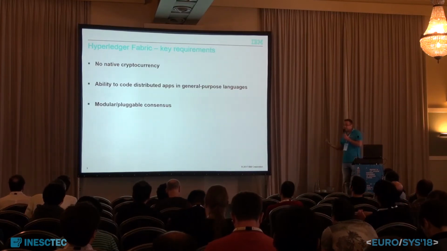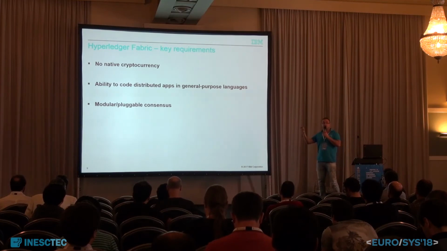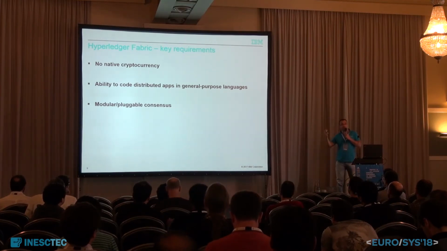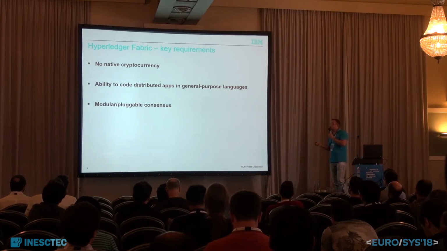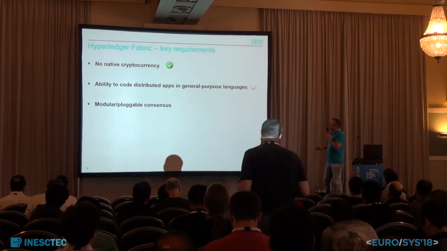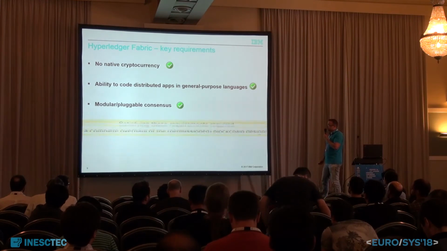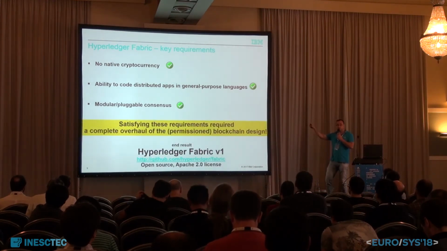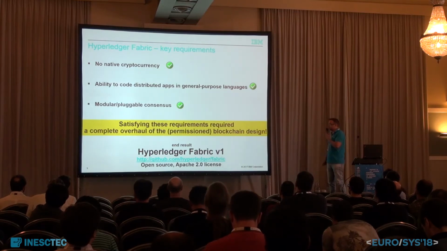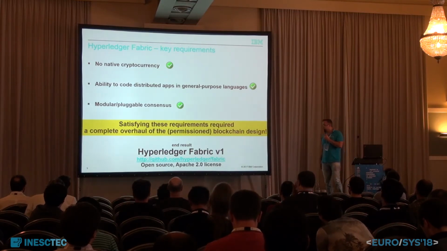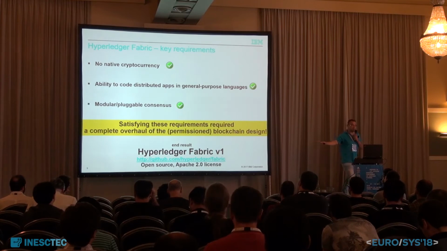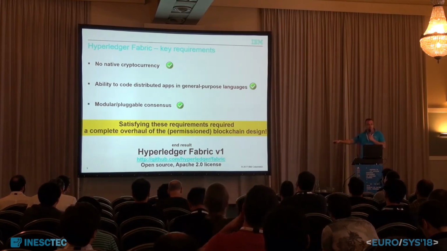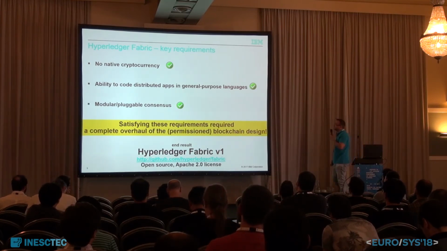So to repeat the key requirements for Hyperledger Fabric: no native cryptocurrency, the ability to code applications in general-purpose languages, and modular consensus. It might not seem intuitive, but to satisfy all these things we have to re-architect blockchains completely. So our blockchain doesn't look like the order-execute that I showed here. And the end result is Hyperledger Fabric, which is an open source blockchain. It's available on GitHub under the permissive Apache 2 license.